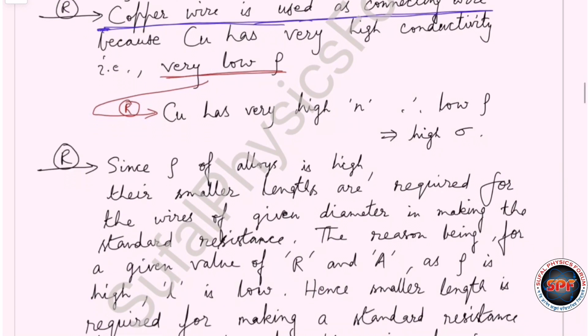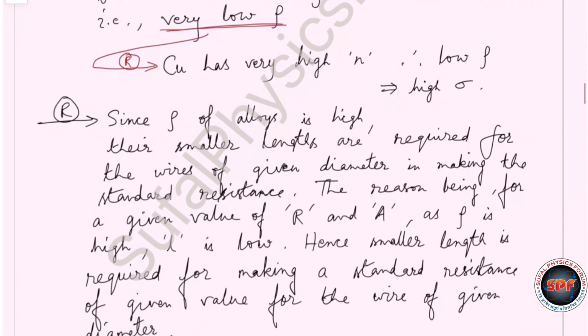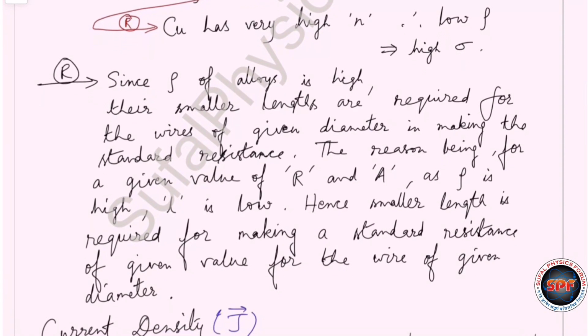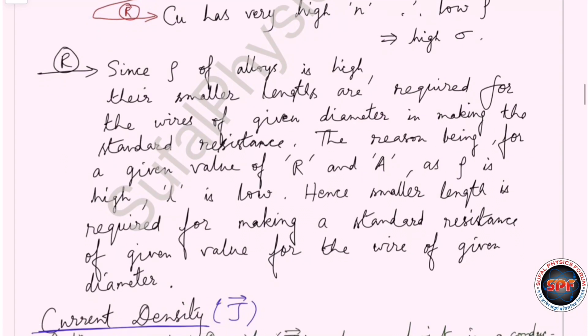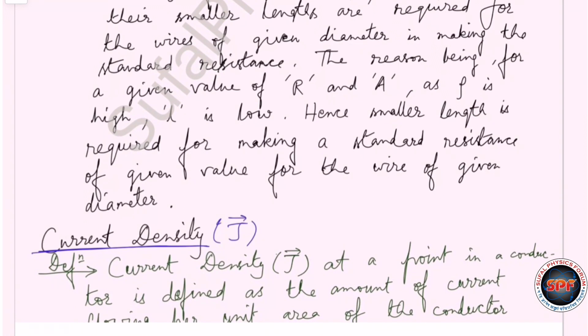Copper wire is used as connecting wire. Why? Because copper has very high conductivity, that means very low resistivity. And why is this so? Because copper has a very high number density of free electrons. So hence low resistivity, therefore high conductivity. So this is the reason why copper has very high conductivity. But silver is the most conductive material.